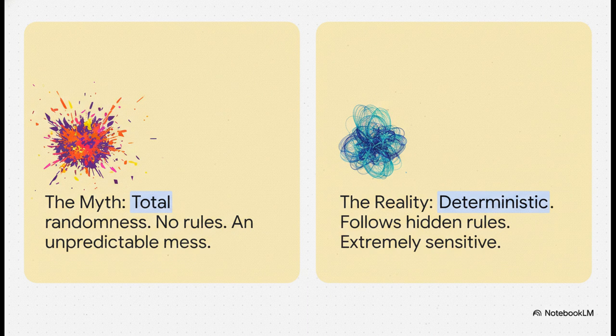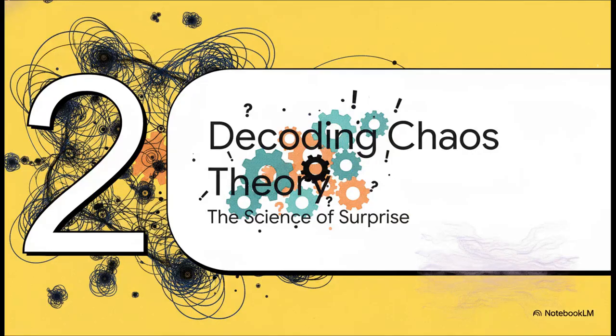But scientifically, it's pretty much the exact opposite. A chaotic system is something called deterministic, which is just a fancy way of saying it actually follows very specific hidden rules. The real twist, the kicker, is its extreme sensitivity. So chaos isn't the absence of order, it's just a much, much more complex and delicate kind of order. Okay, so with that myth totally busted, now we can get into the really cool science behind it all. Let's start decoding the rules that run these incredibly complex systems and figure out what makes them so darn surprising.